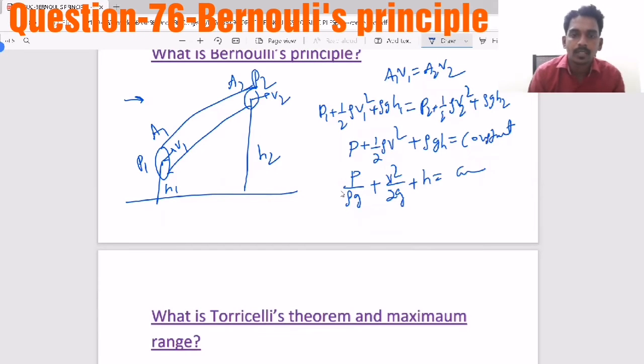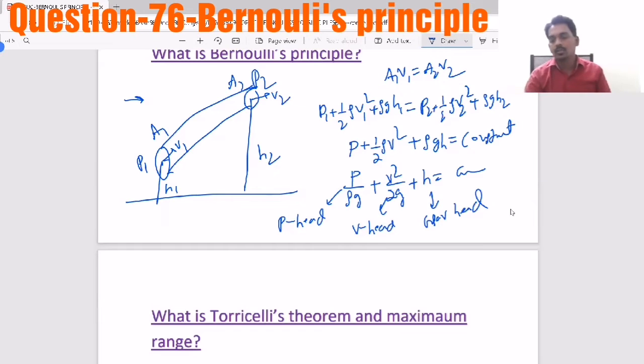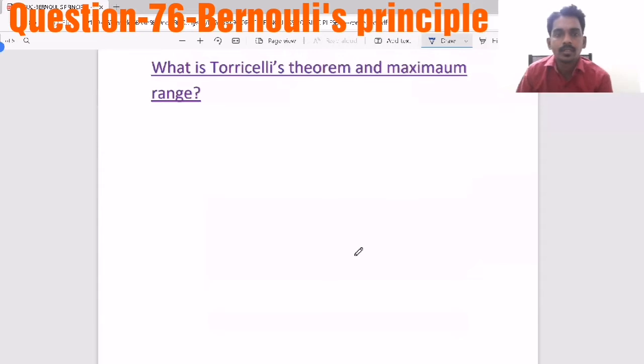remains constant. This is called pressure head. This is called velocity head. This is called gravitational head. So the sum always remains constant. Pressure changes, speed changes, height changes, but the sum remains constant. That is what we call Bernoulli's principle.